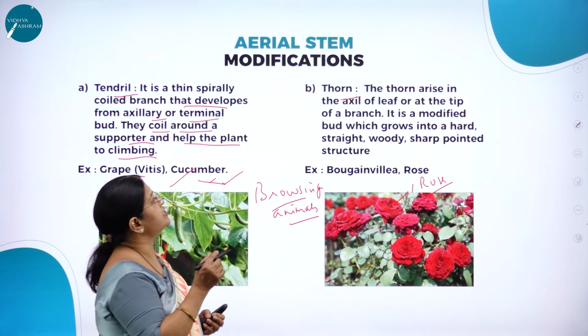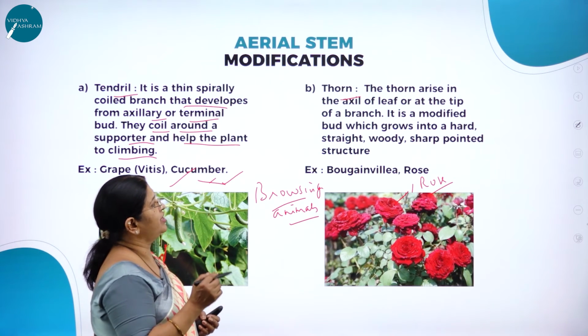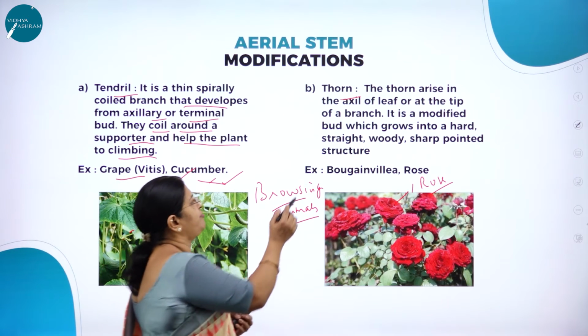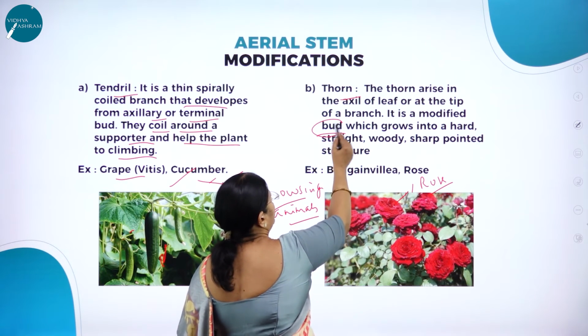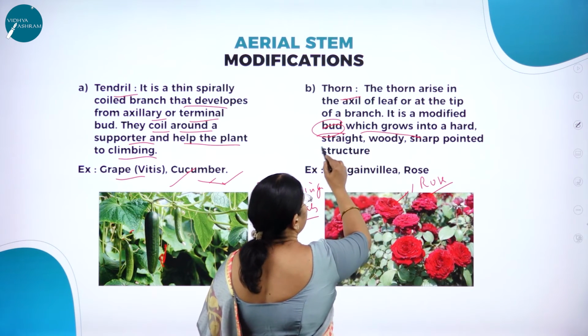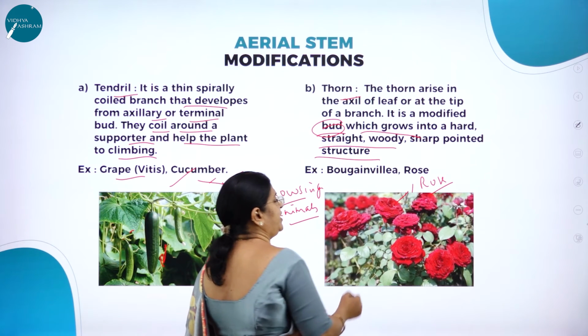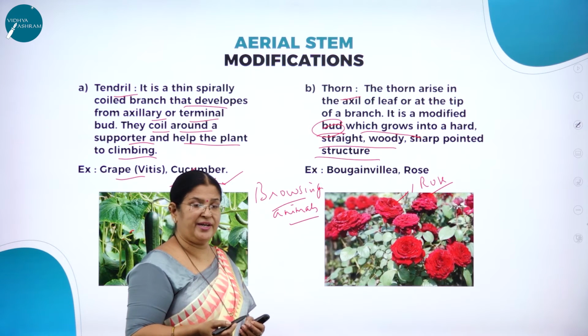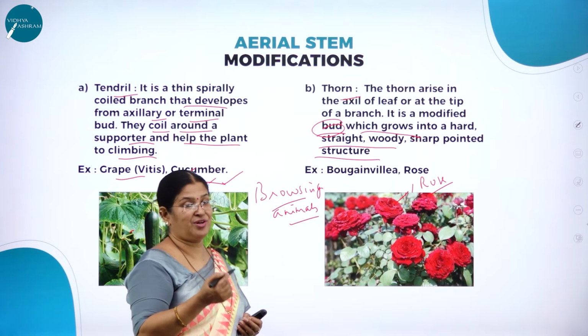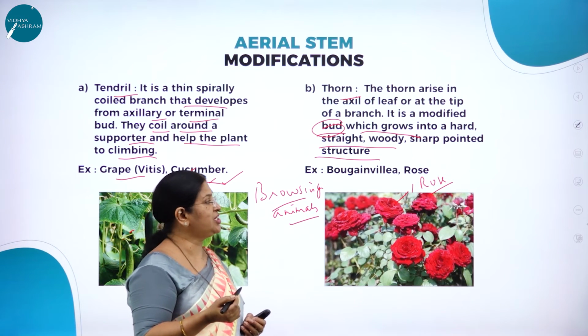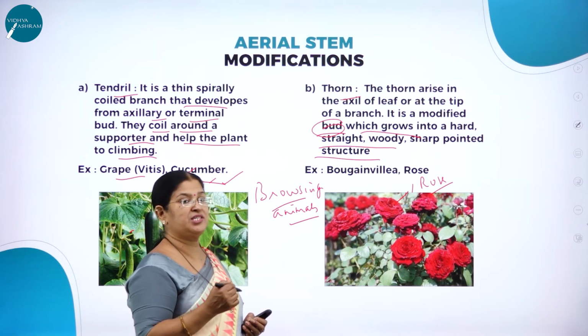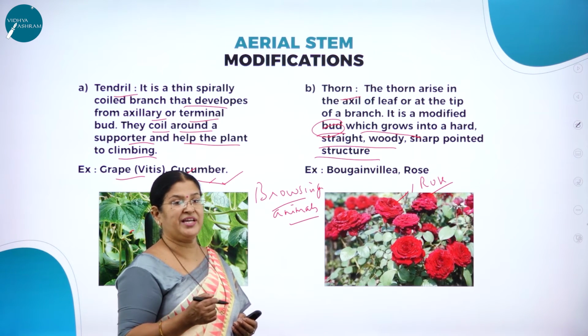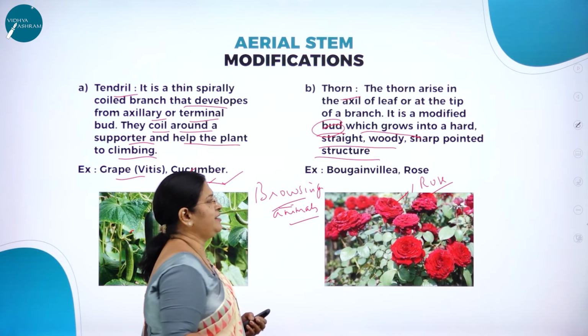So the thorns arise in the axil of a leaf or at the tip of the branch. It is a modified bud which grows into a hard, straight, woody, sharp pointed structure. So whenever the browsing animals go to eat it, they make sure that the thorns are not there. But particularly some plants bear these thorns to avoid being eaten by the browsing animals.